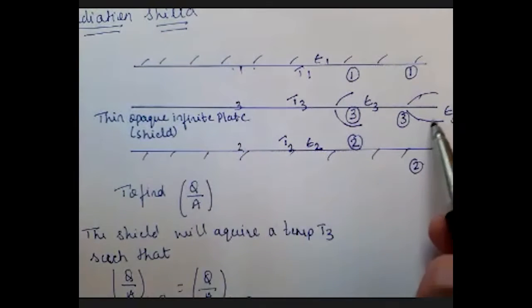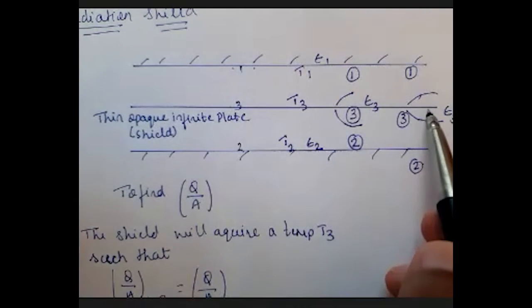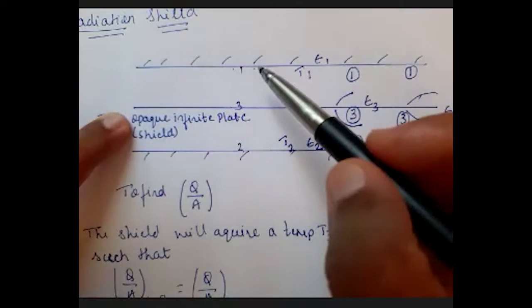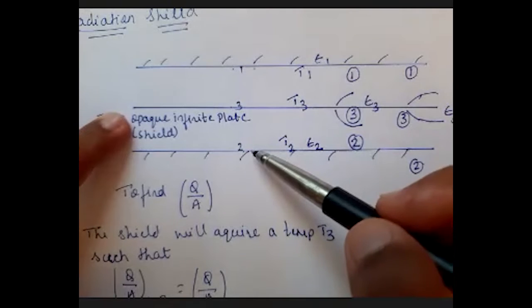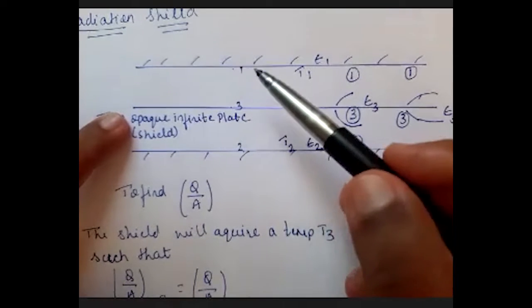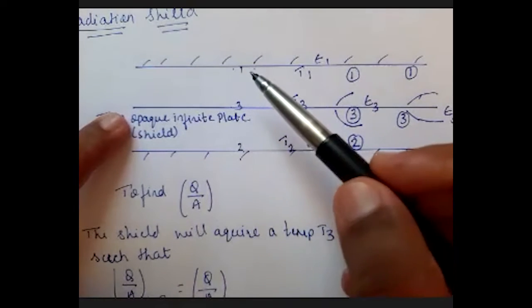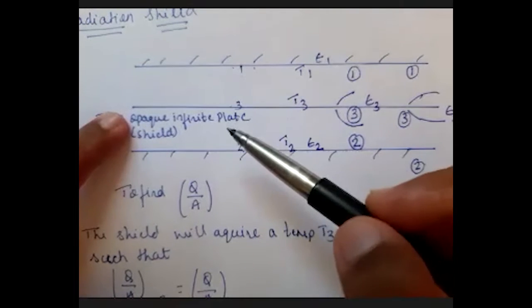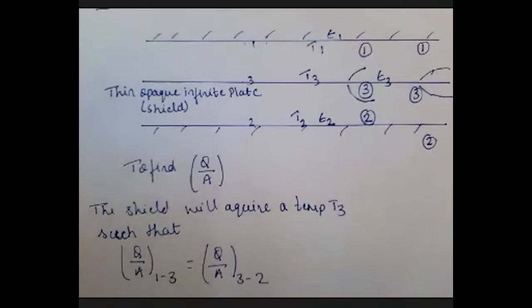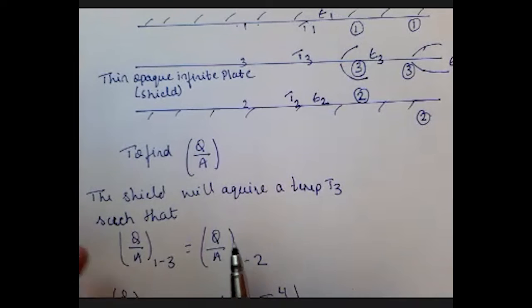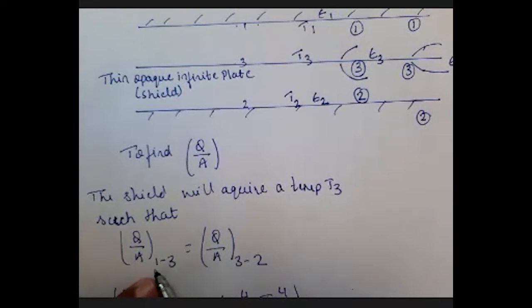The temperature of this shield, which we have put, will acquire in such a way that Q by A from 1 to 3 will be equal to Q by A from 3 to 2. This will also be equal to the net heat exchange between the two parallel plates, Q by A of 1, and again, it is from basic thermodynamics, to find out the steady state. So when I write it down, Q by A from surface 1 to 3 will be equal to Q by A from surface 3 to 2.